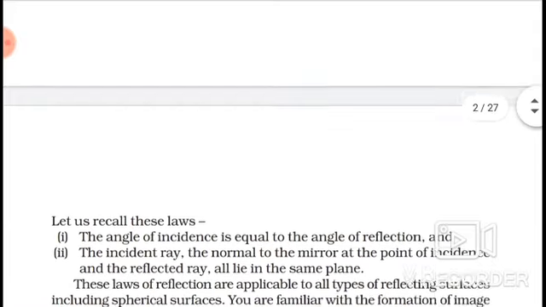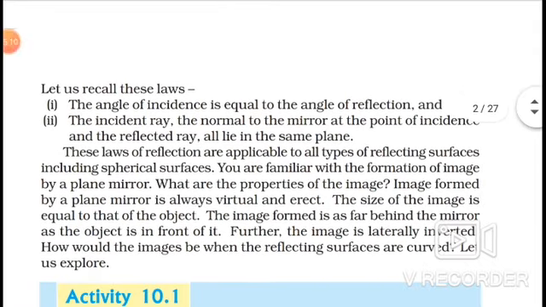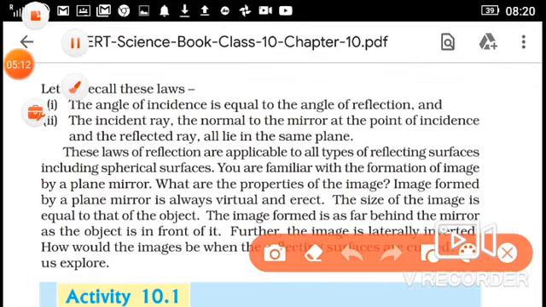First I just read this. The first law is the angle of incidence is equal to the angle of reflection. For example, you can do the activity, or I think you have performed this activity in 6th standard or 8th standard. I will just explain the activity.